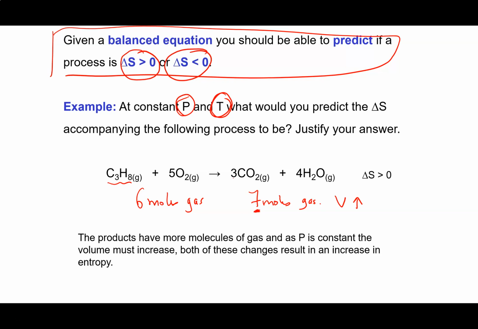All right, so what I'm going to decide is that this is going to be delta S positive. My reasoning is that I've got more moles of gas, and because the pressure is constant, the volume of my system has to increase. Both of those things are going to lead to an increase in entropy, right? So that's an example of how I might tackle one of these problems.